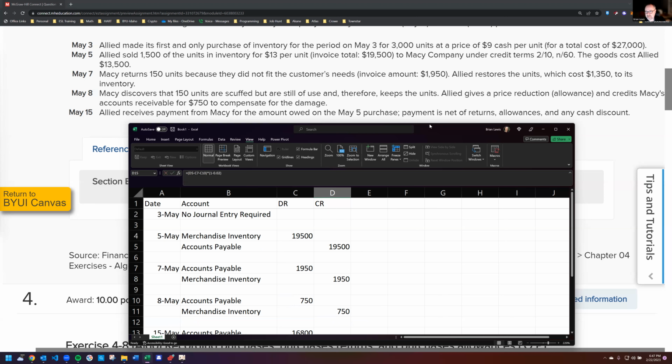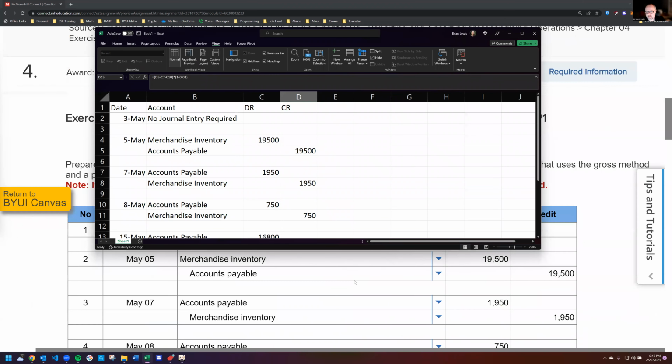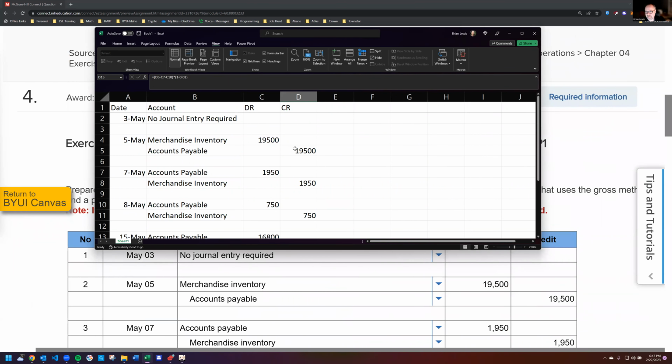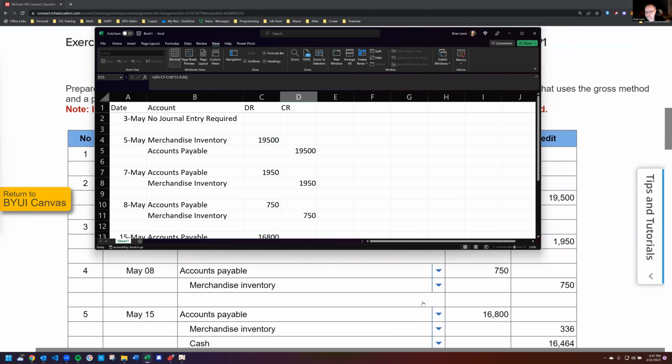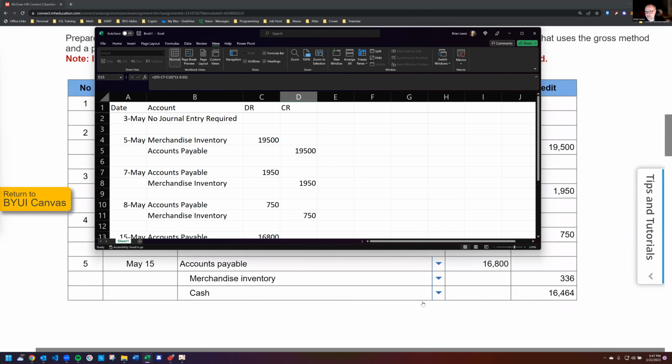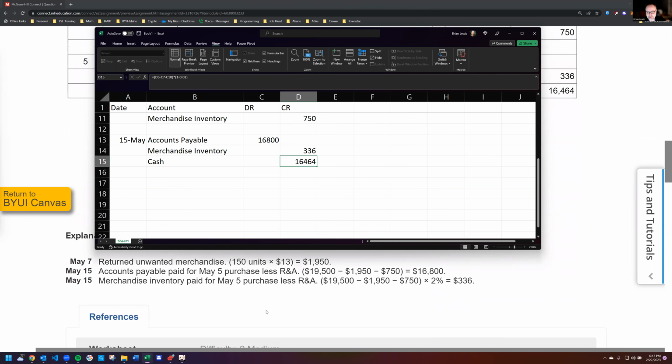Okay, so let's check to see if we got it right. Okay, first question, nothing required. Perfect. Second one, something required. Okay, that's right. Next one, 19.5 is right. 750 is right. 16,800, 336, and 1646. Okay, we got the buy side right. Now my guess is problem 5 is going to be the sell side. Okay, so let's look at that.